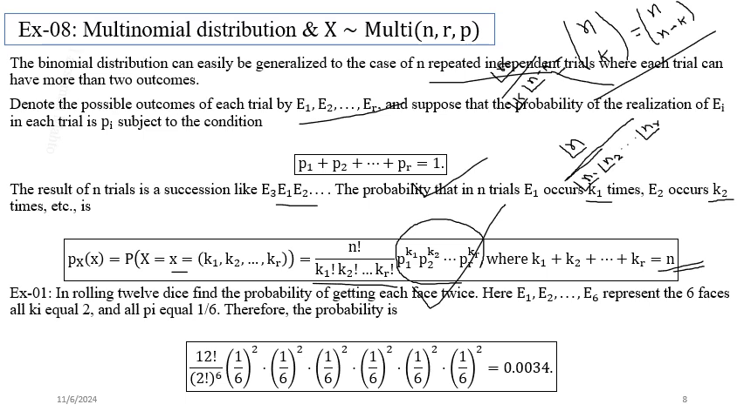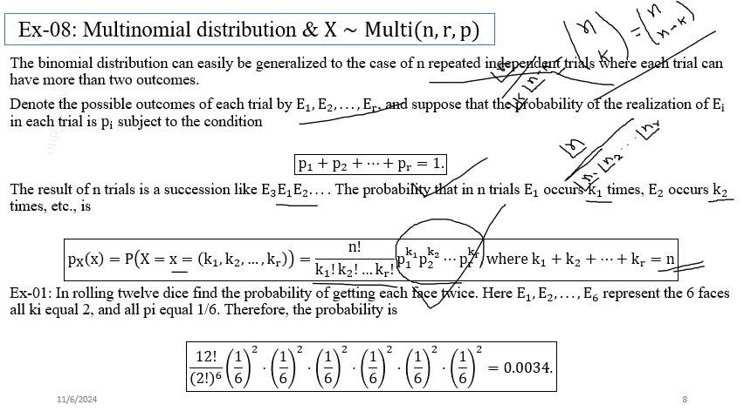So one example of this. In rolling 12 dice, you have taken 12 dice and find the probability of getting each face twice. It is more complicated than taking 12 coins. So how many outcomes are associated with a single trial? 6 outcomes. E1 is getting face 1, E2 is getting face 2, and E6 is getting face 6. So if you are talking about 12 dice, what would be the situation? Each face gets twice: K1 equal to 2, K2 equal to 2, K3 equal to 2, likewise K6 equal to 2. Each face is coming twice. N equal to 12.